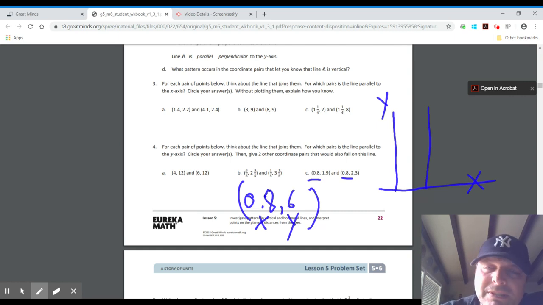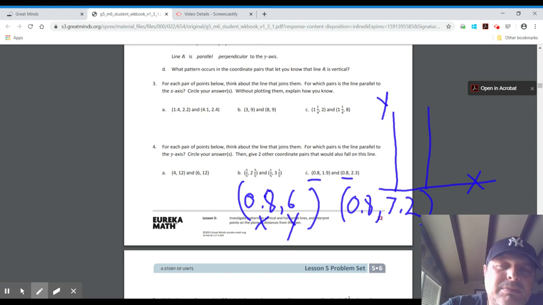It could be 6. I'm just going to put 6. And another point could be 0.8 and comma. Let's use a decimal since they used one. Let's do 7.2. Okay. You can just make up any number you want for your second number. That would be a point on that line. Okay, that's the x.